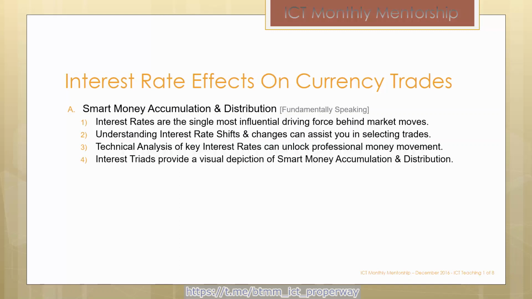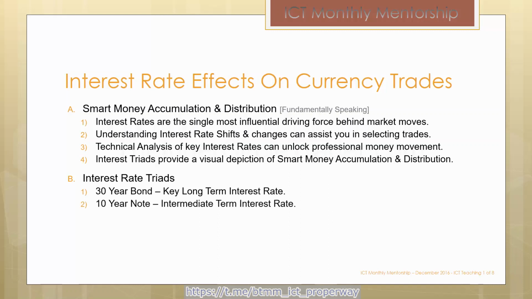Interest rate triads provide a visual depiction of smart money accumulation and distribution. All right, so what are interest rate triads? Well, you have to start with a 30-year bond, which is the key long-term interest rate benchmark. The 10-year note, which is an intermediate term interest rate. And the 5-year note, which is a short-term interest rate.